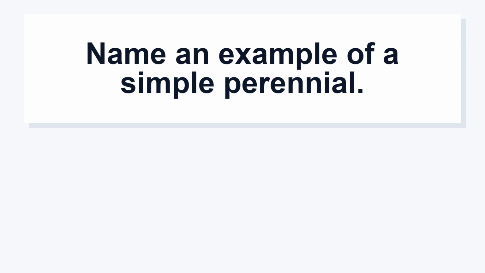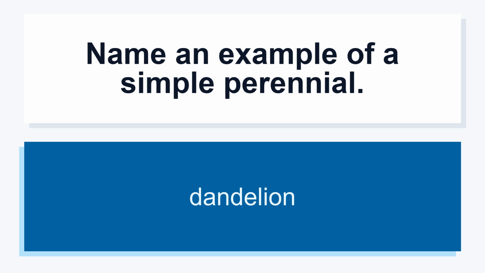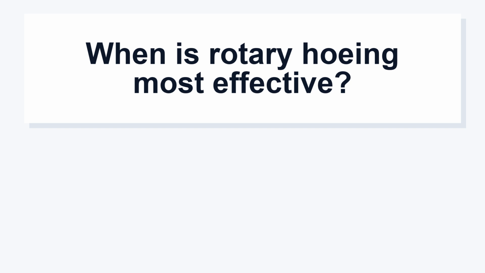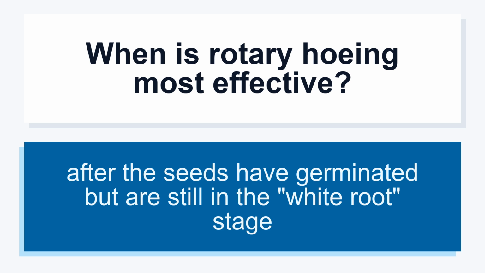Name an example of a simple perennial. Dandelion. When is rotary hoeing most effective? After the seeds have germinated but are still in the white root stage.